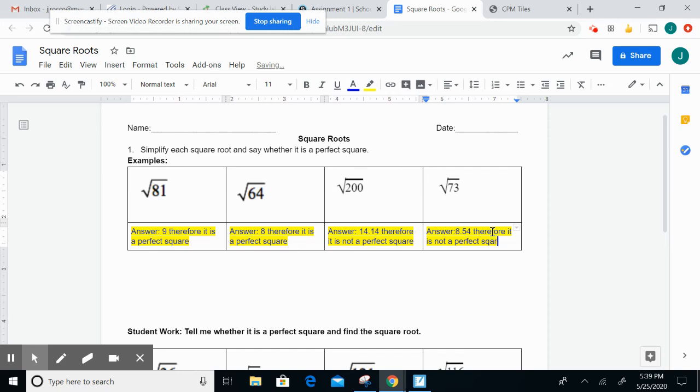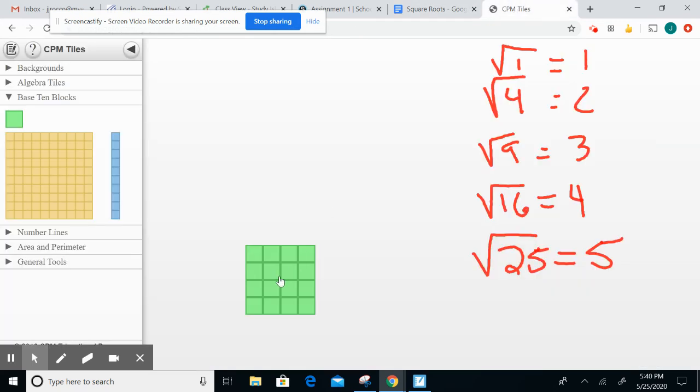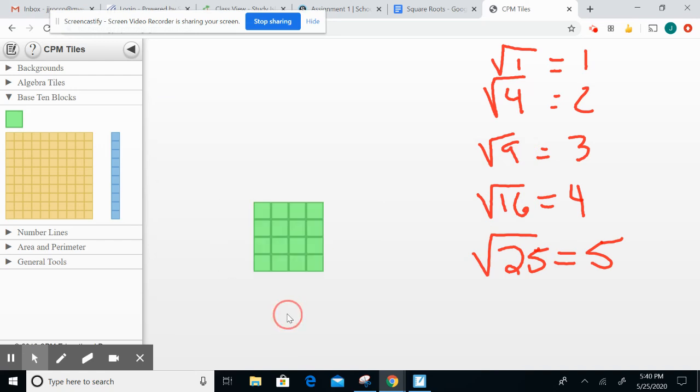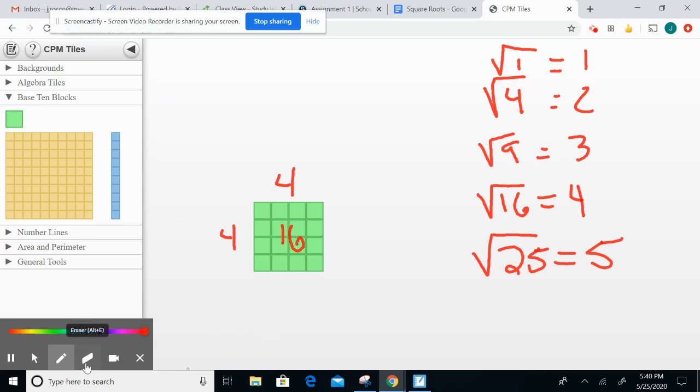What's cool about this is that the 9 and the 8 represent the length and the width. So this right here, again, is 16. The square root of 16 is, what's the length and width of this square? It's 4 by 4. So the square root of 16 squares is 4 by 4. The square is 16, the length and the width is 4.